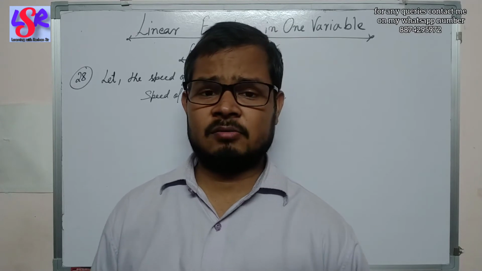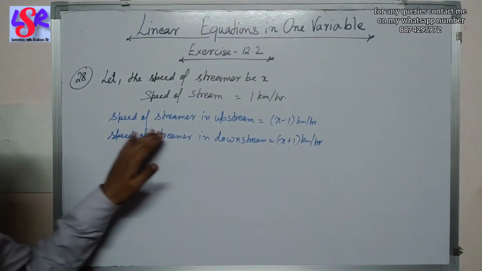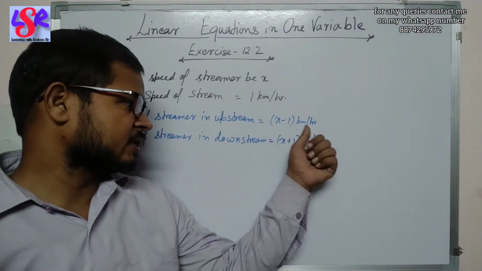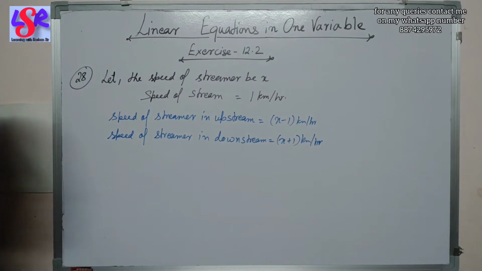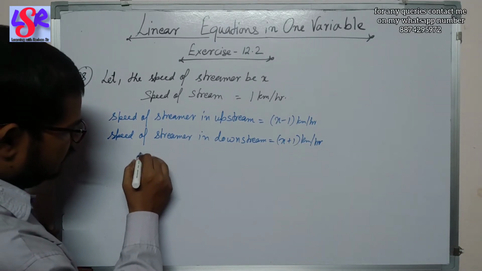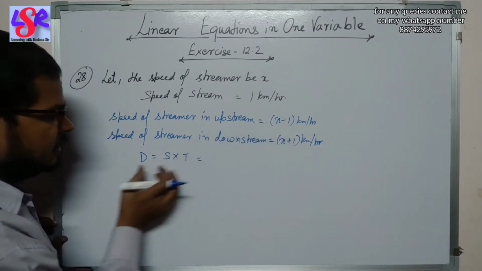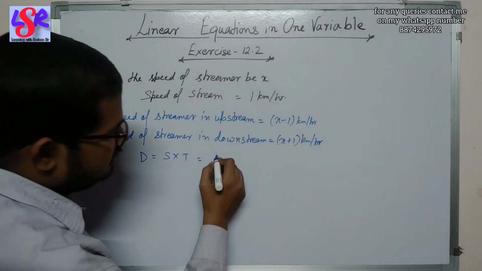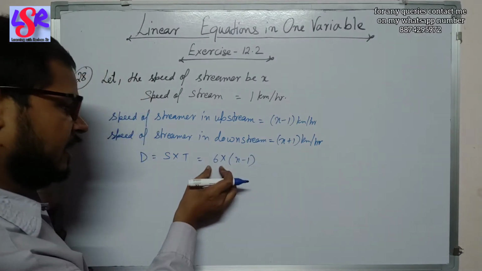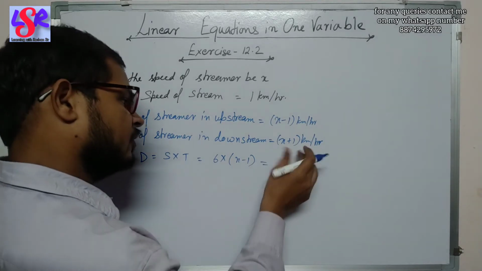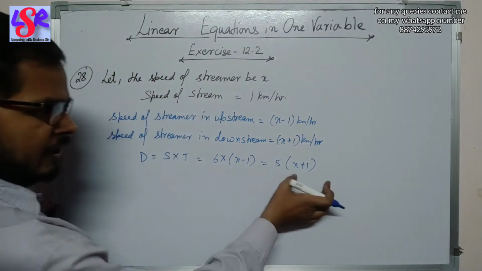First of all, we will calculate the speed of the streamer in upstream and downstream. The speed of the streamer in upstream is x minus 1 km per hour, and in downstream it is x plus 1 km per hour. And now we know distance equals speed into time. For upstream, the distance has been covered in 6 hours, so it is 6 into x minus 1, and for downstream this is 5 into x plus 1. And here we have the equation.